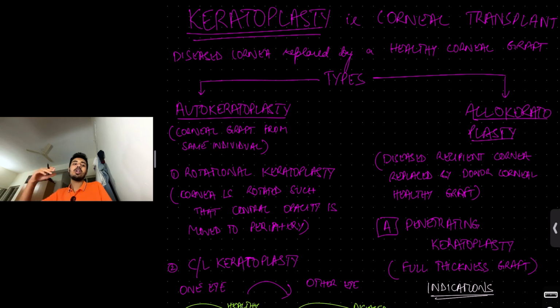Allokeratoplasty: you use a donor healthy graft to replace the diseased recipient corneal graft.